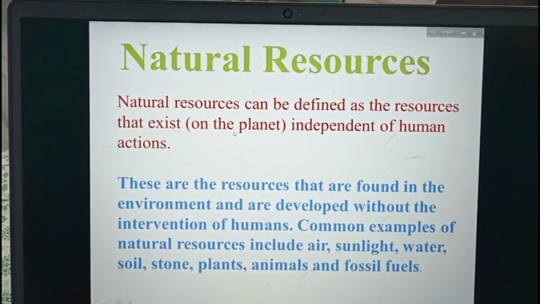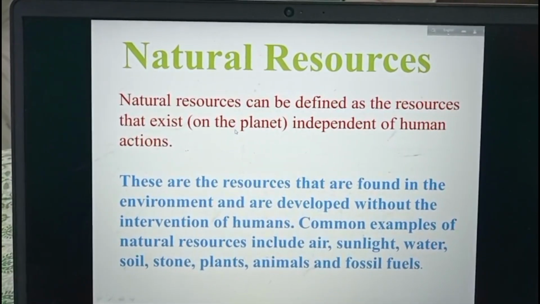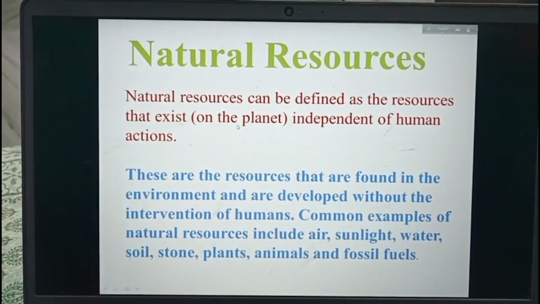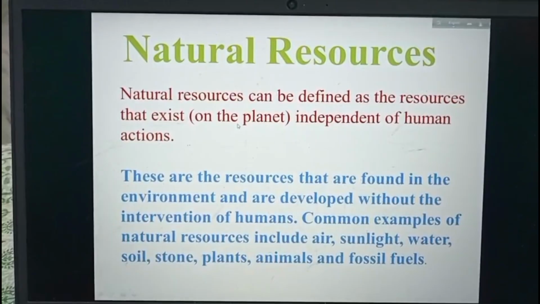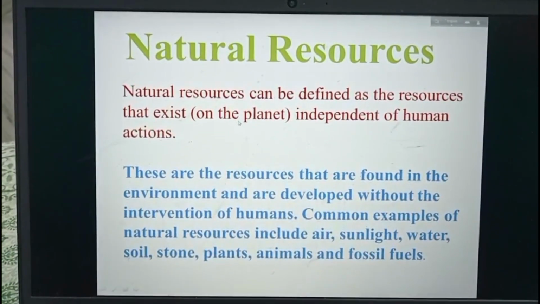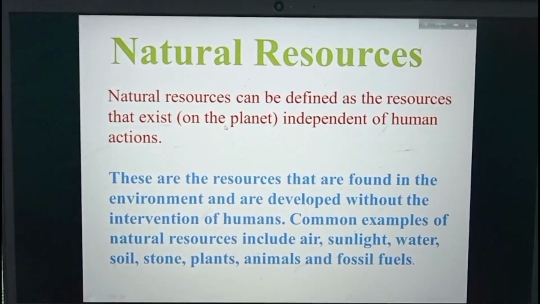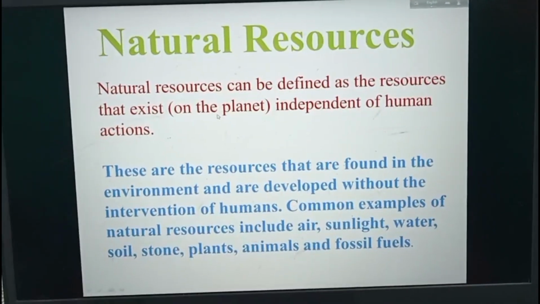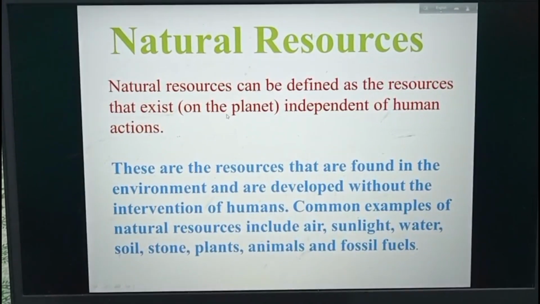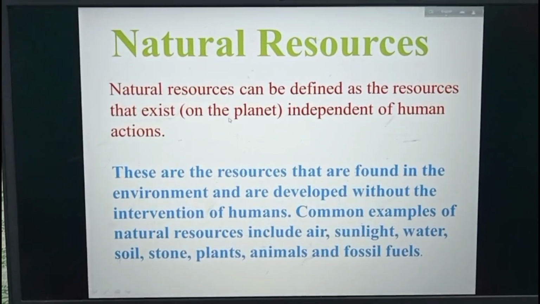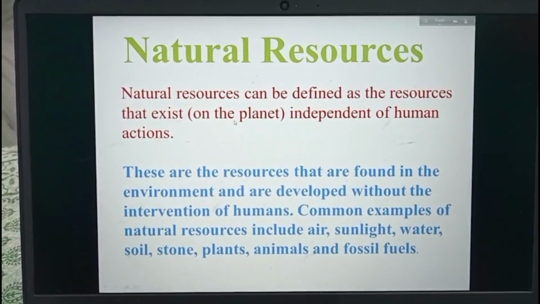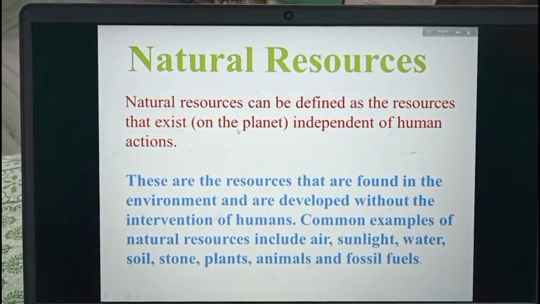What does it mean? That means without any intervention of human beings, those resources we are getting directly from nature. Those resources are called the natural resources when we are getting them from nature without any human participation. Sometimes we have to make resources in a proper way, we have to manufacture them with human skill. But for the natural resources, we do not need to convert or manufacture them again. So these resources are called the natural resources.